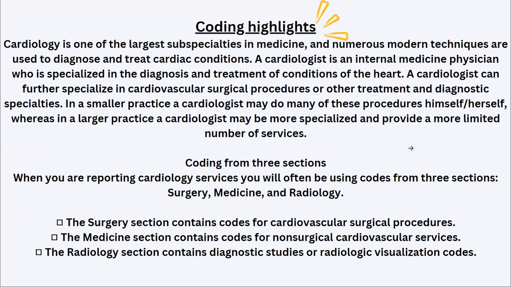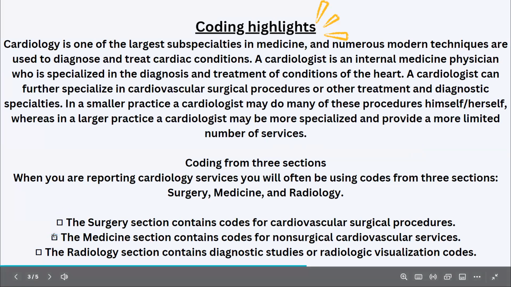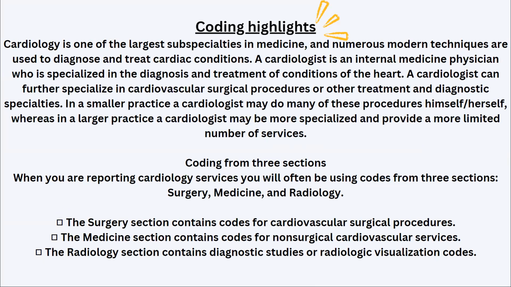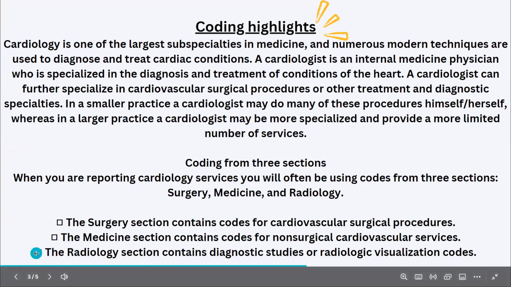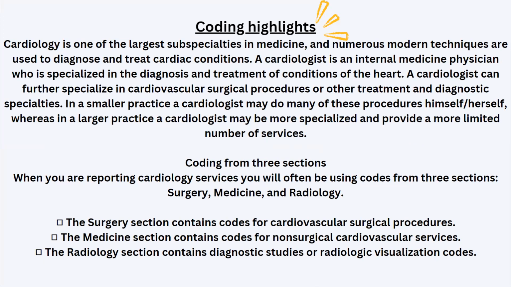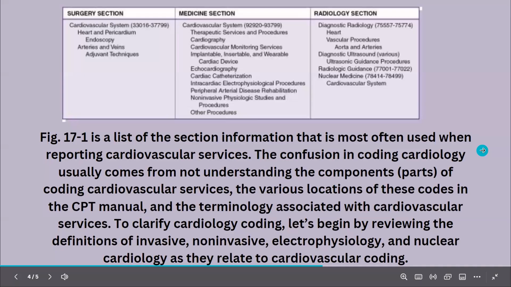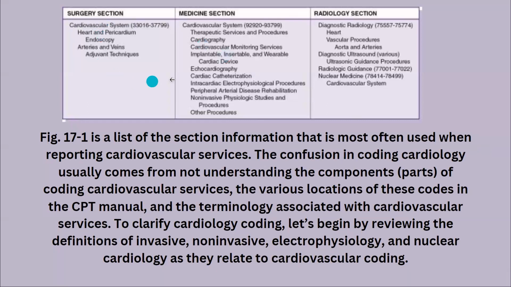In the cardiology subsection, you're going to be coding from 3 sections. The surgery section contains codes for cardiovascular surgical procedures. The medicine section contains codes for non-surgical cardiovascular services, and the radiology section contains diagnostic studies for radiologic visualization codes. Let's look at this figure. Figure 17.1 is a list of section information that is most often used when reporting cardiovascular services.